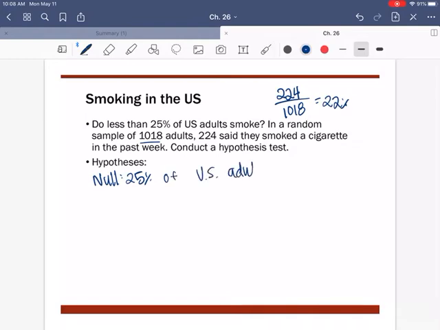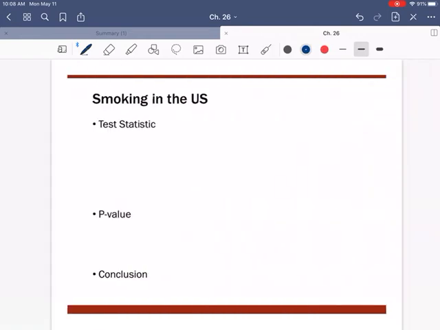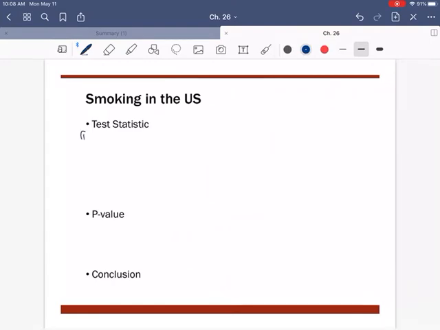So the null: 25% of U.S. adults smoke. The alternative is less than. So the null is always, it's equal to the percent it should be. The alternative is always it's less than or it's greater than. Less than 25% of U.S. adults smoke.